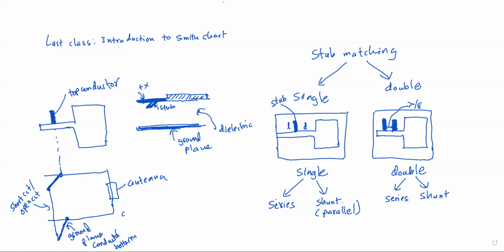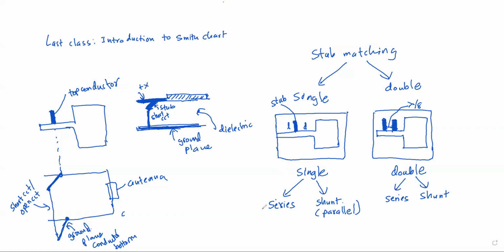I hope it is clear to you. The stub will end here, and the stub can be connected to the ground plane using a metal conductor if needed. If we want to short circuit it, we connect those two with a metal conductor in here. Otherwise we leave it free. We don't connect the top stub and the ground plane if we want open circuit condition. Those are the options that we have.